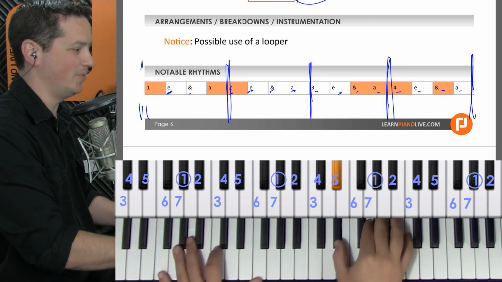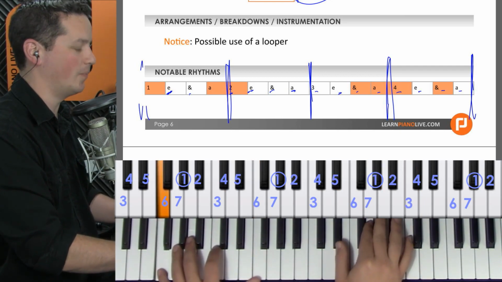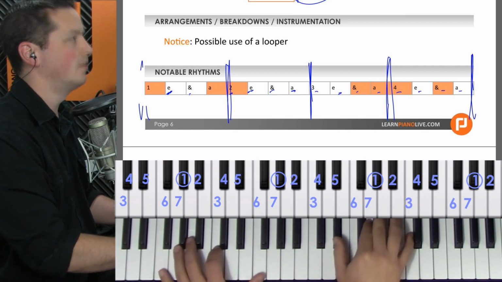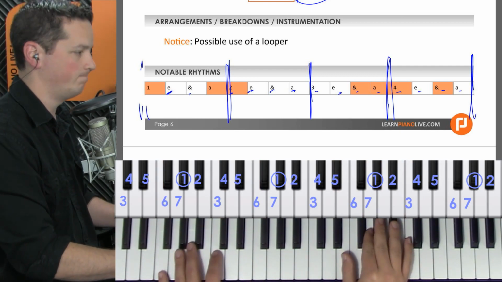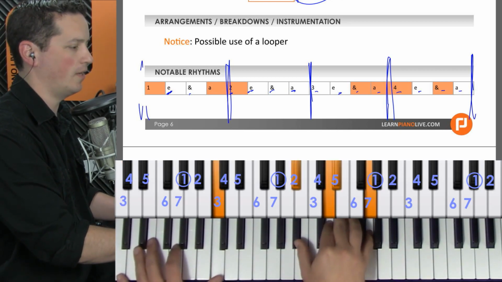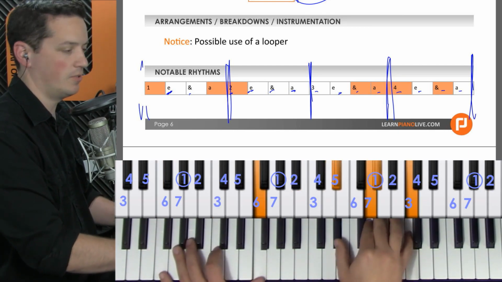1E and a 2E and a 3E and 3E and a 4E and a 1E and a 2E and a 3E and a 4E and a 1 and a 3 and a 4E. 1E and a 2E and a 3 and a 4E and a 1E and a 2E and a 3 and a 4E and a 1E and a 2E.